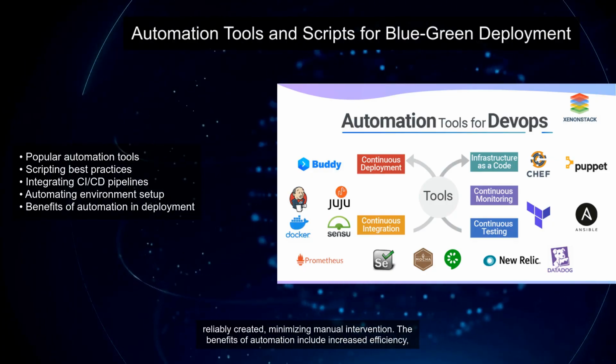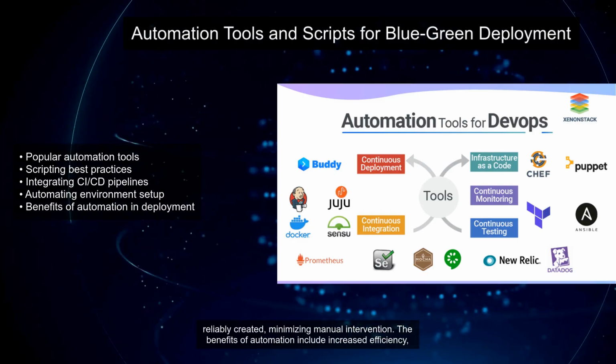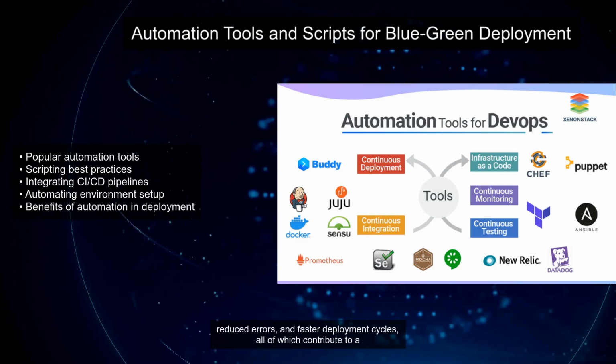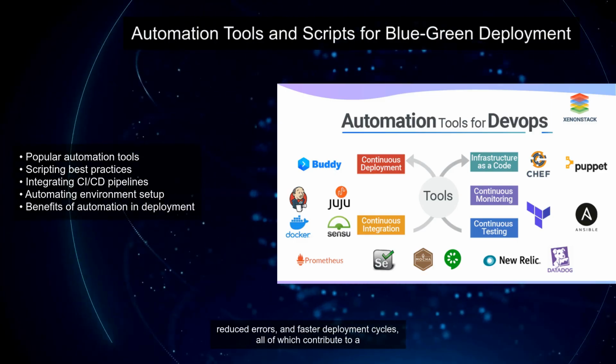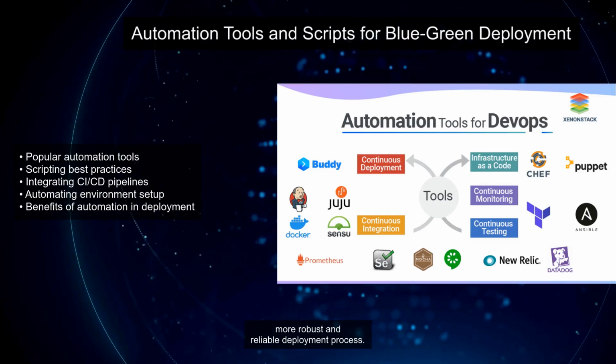Automating environment setup ensures that new environments can be quickly and reliably created, minimizing manual intervention. The benefits of automation include increased efficiency, reduced errors, and faster deployment cycles, all of which contribute to a more robust and reliable deployment process.